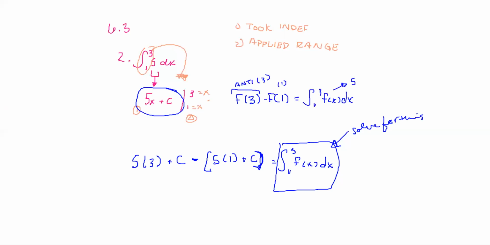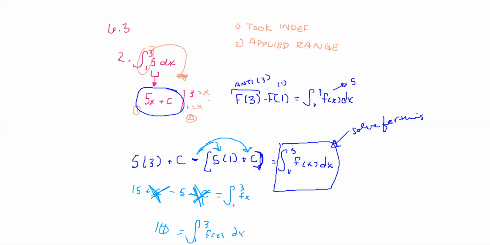Okay. Basically what we're going to do is we're just going to simplify this out. We're going to say this is 15 plus c minus 5, and I'm distributing this negative sign to both of these. This is going to be minus 5 minus c is equal to this. So these c's are going to cancel, and it's going to be 15 minus 5, which is 10. And that's our answer.